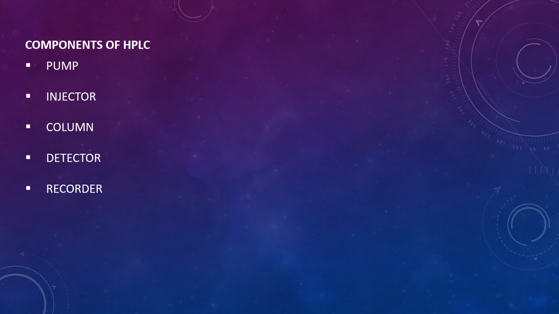The next one is the column. These are made up of polished stainless steel with an internal diameter of between 3 to 5 millimeter and are commonly filled with a stationary phase with particle size of 3 to 10 millimeter.